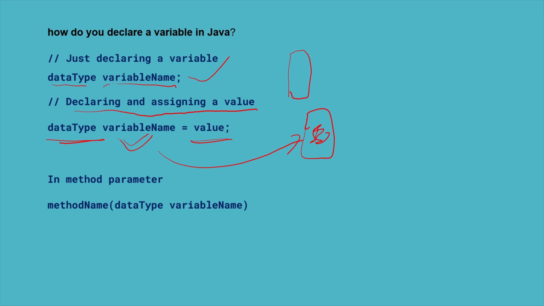Okay. And then if you want to have a variable inside a method parameter, then you write the method name, and within the brackets we go with the data type and variable name. We will talk about data types in the upcoming videos, more clearly, what exactly a data type is and why we need a data type.